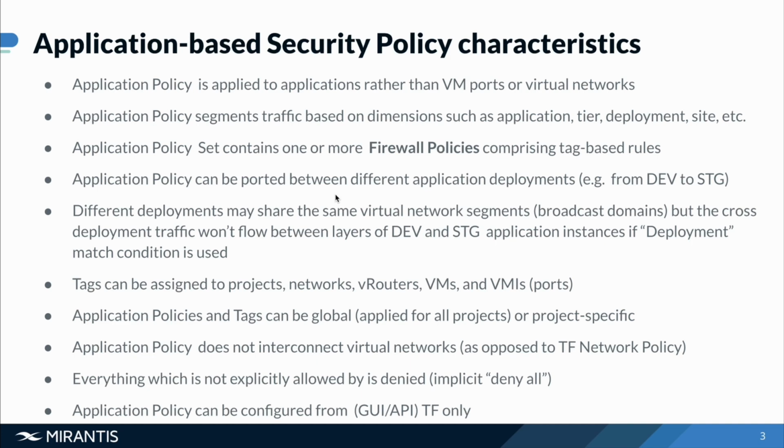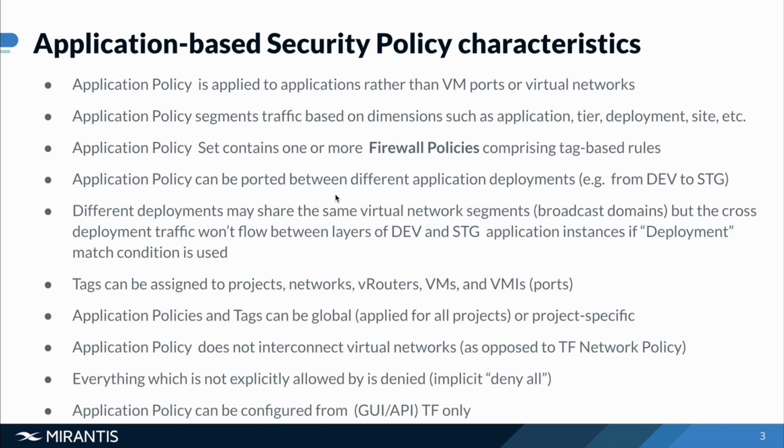The VMs of different application instances, such as development and staging, may share the same virtual network segments, but the cross-deployment traffic won't flow between application layers if deployment match condition is used as a part of a firewall rule. Tags can be generally assigned to different objects, but in our lab exercise, we'll only tag VM ports using global tags. It's worth mentioning that both tags and application policies can be global or project-specific.